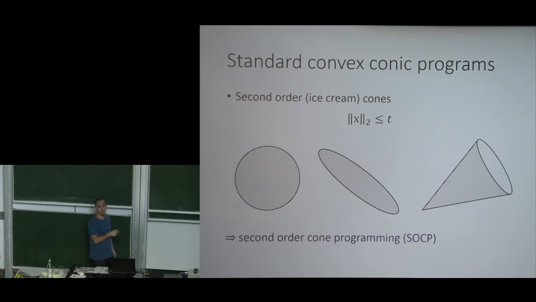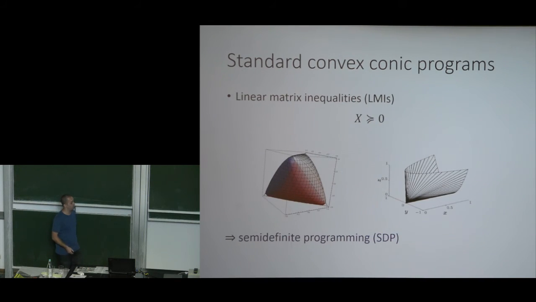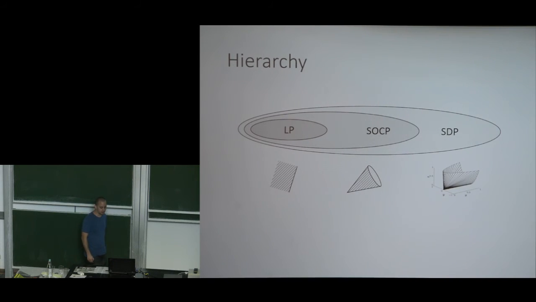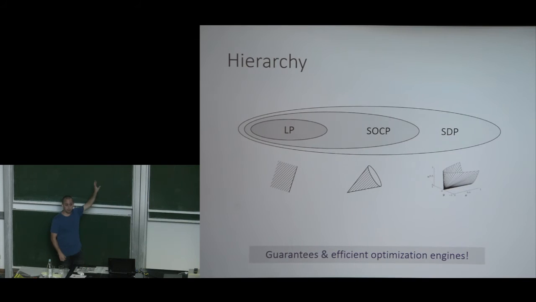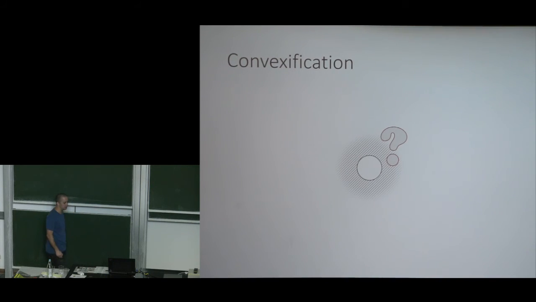If I define a convex set based on inequalities saying that the norm is smaller than a constant, this is also a nice set which defines second order cone programming. And if I define a convex set by positive semi-definite matrices, this defines a very nice set of semi-definite programming problems. These have a hierarchy: linear programming is subsumed by SOCP, which is in turn subsumed by SDP. These problems are very nice because they come with all the nice guarantees of convexity, and they have efficient methods for their optimization, efficient solvers, efficient optimization engines.